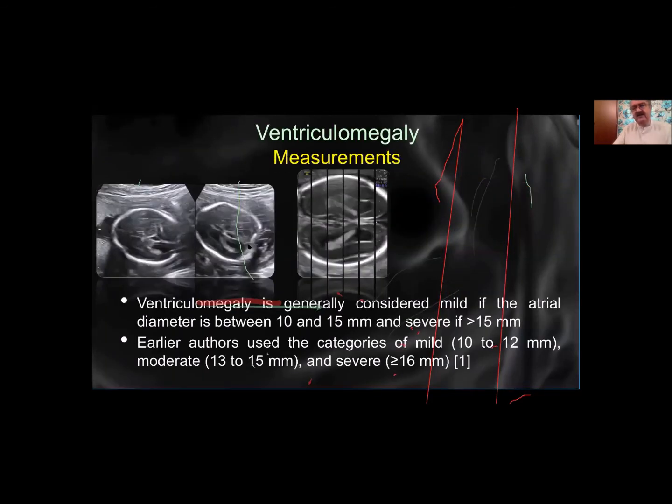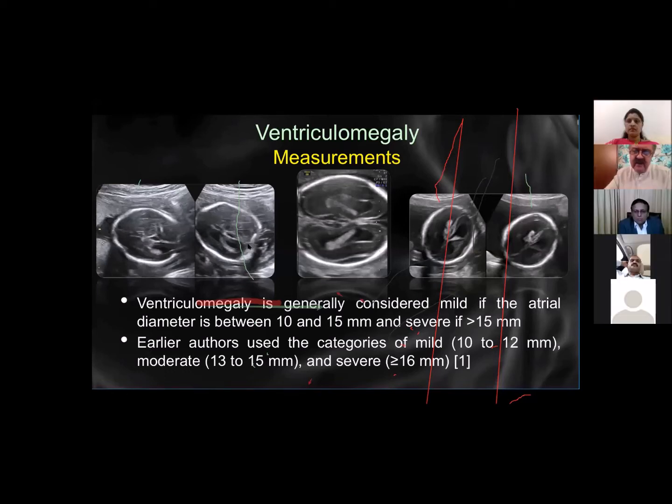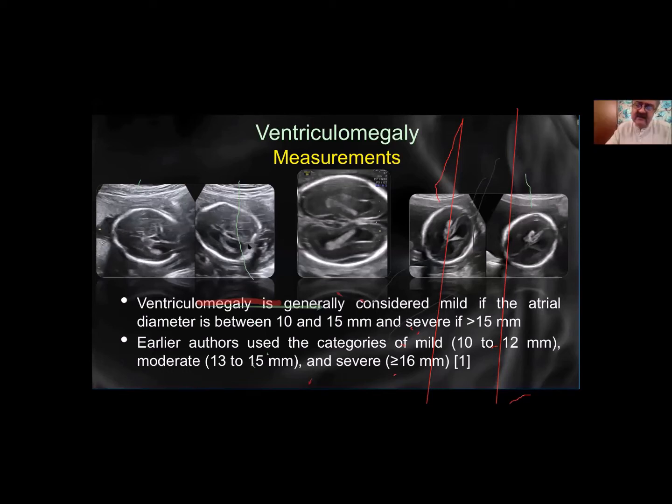Moving on to the next condition, let's look at ventriculomegaly or dilatation of the lateral ventricles. We measure it, and if it is between 10 and 15, and more than 15 is what we classify as mild or severe. We used to previously have a moderate one also between 12, 13, and 14. We don't use that anymore, but we just say, okay, less than 15 mild and 16 and more is severe, and therefore you need to investigate. You in fact need to investigate both.